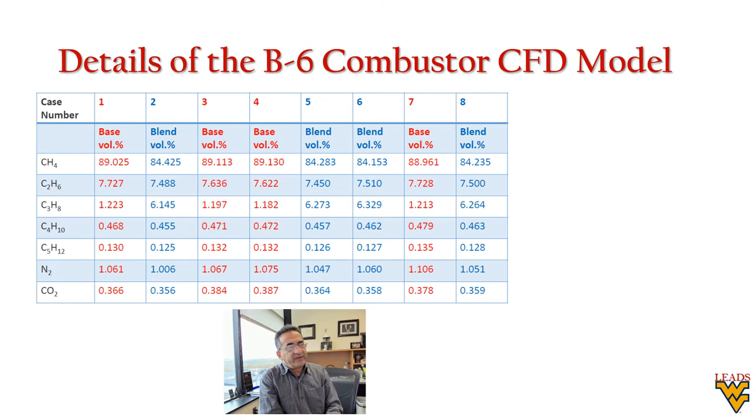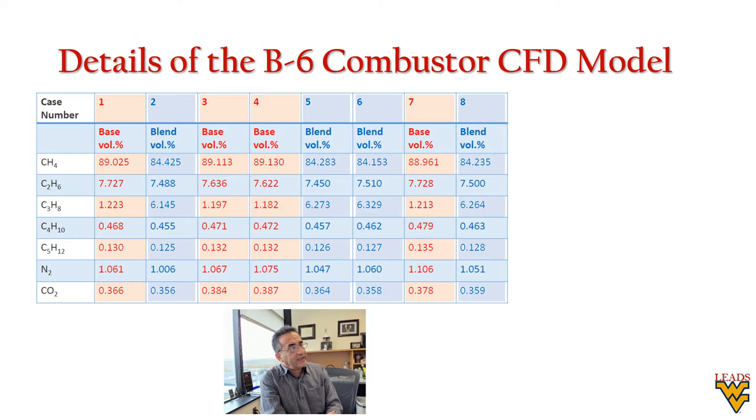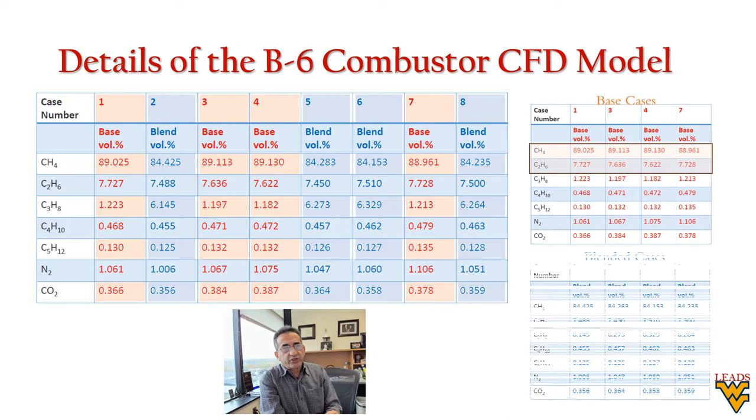A bit of details of these 8 runs that we used. These are the inputs, the methane, propane, and so forth. And as you can see, these 4 are referred to as the base volume, and these 4 are referred to as blended volume. In base volume only those 2 are changed, whereas in blended 3 of them are changed for each run.